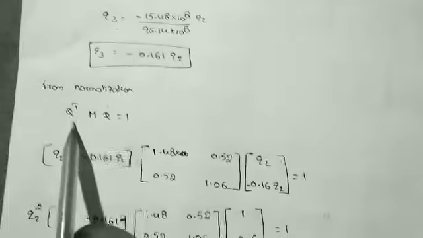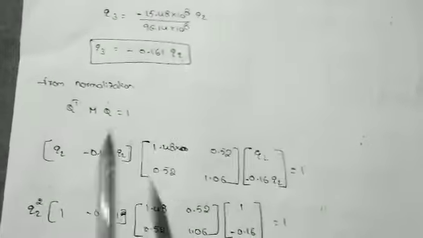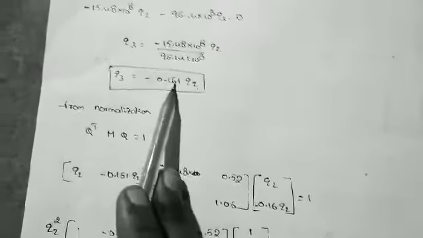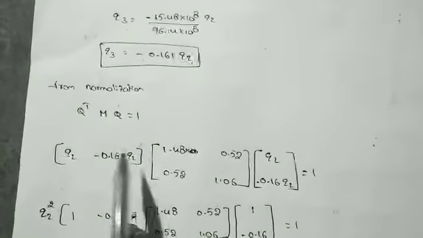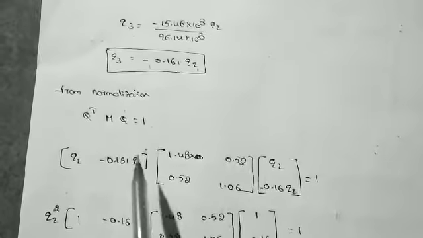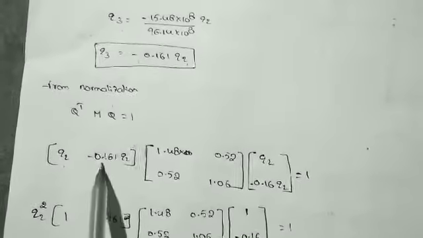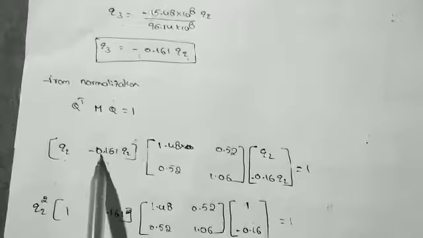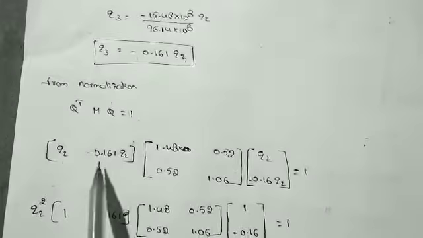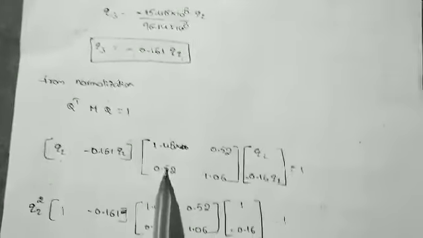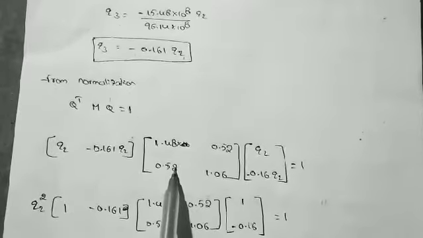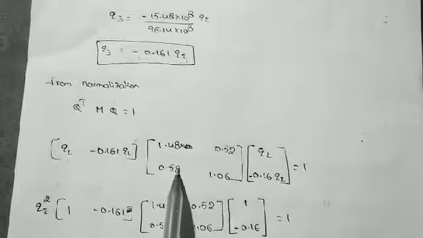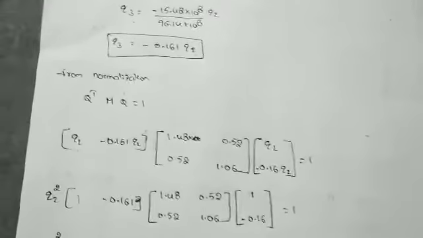From the normalization, q transpose M q equals 1. Transpose means a vertical column is converted into a horizontal row. So in the q3 place, you have to write this equation, q2, minus 0.161 q2. This is the M matrix, second row, second column, third row, third column, which you have to write as 2 by 2.